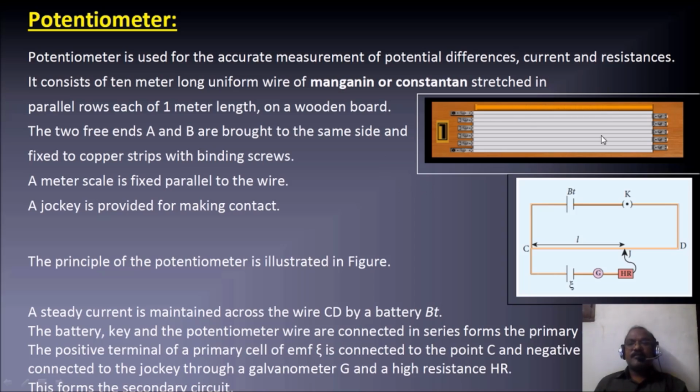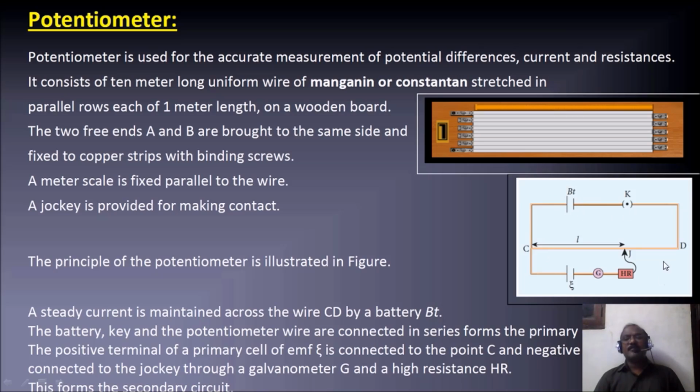Suppose in the circuit you include 3 lines, the wire length can be 3 meters and the remaining portion can again be measured from the scale. So you can easily measure the exact position by counting the number of wires in the remaining portions. A jockey is provided to slide anywhere on the wire, and you can easily count the length of the wire included in the circuit. We have a wire C to D and in series we have one battery and one key. This is called the primary circuit.